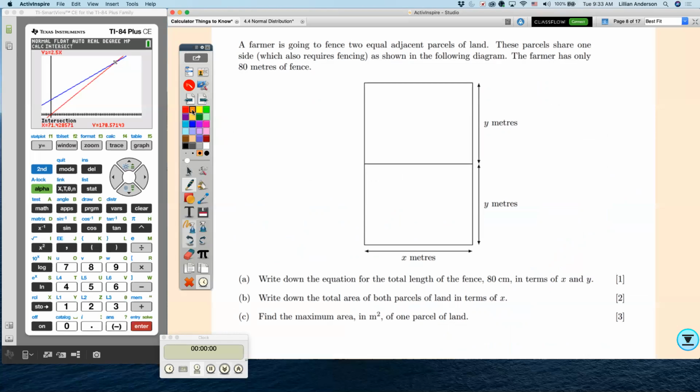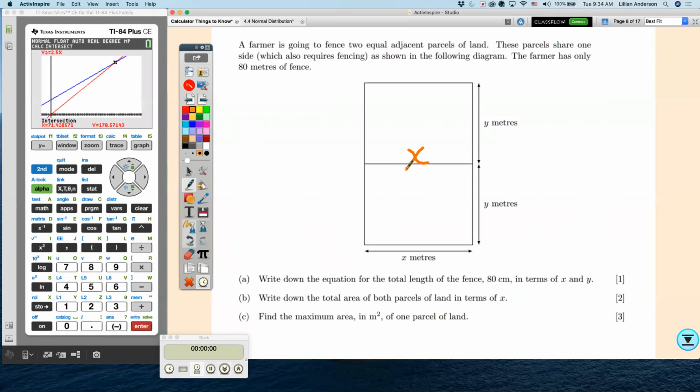A farmer's going to fence 2 equal adjacent parcels of land. These parcels share one side, which also requires fencing. As shown in the following diagram, the farmer only has 80 meters of fencing. Fencing is also known as what? Somebody online? Perimeter. It's known as perimeter. Okay, and so if he's fencing in 2 equal adjacent parcels of land that share one side, that also requires fencing.